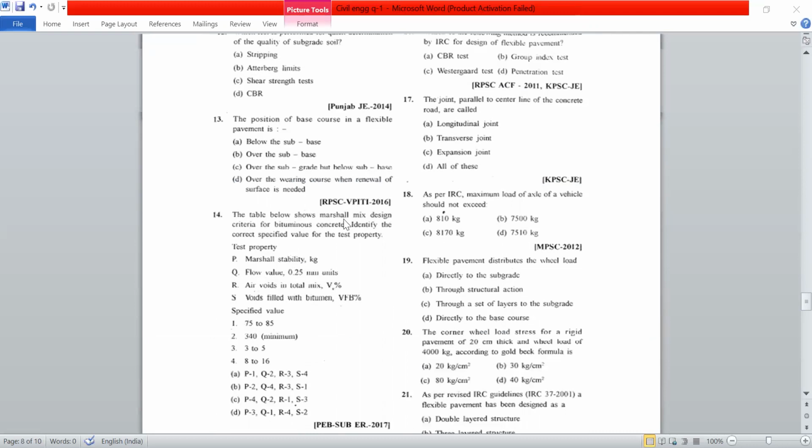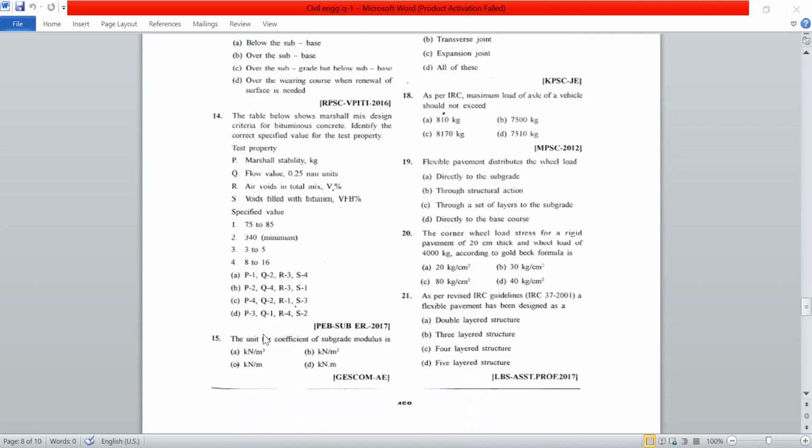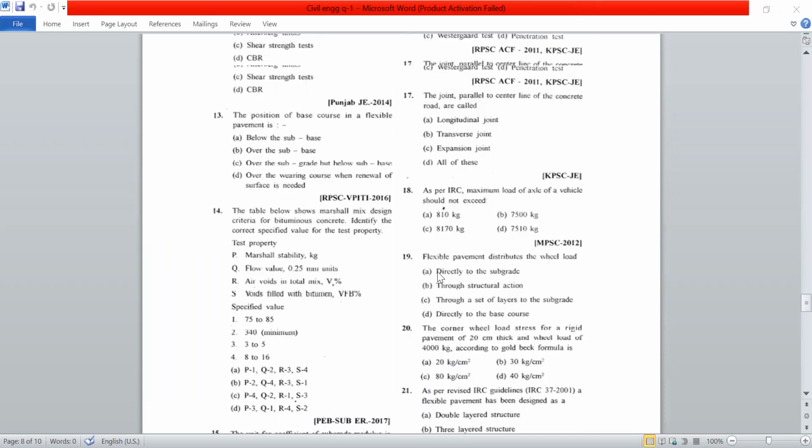The table below shows Marshall mix design. So Marshall stability, for this the right answer is second option. So Marshall stability is 340 minimum, flow value is fourth one, 8 to 16. The second option is right. The unit for coefficient of subgrade modulus is kilonewton per meter cube.